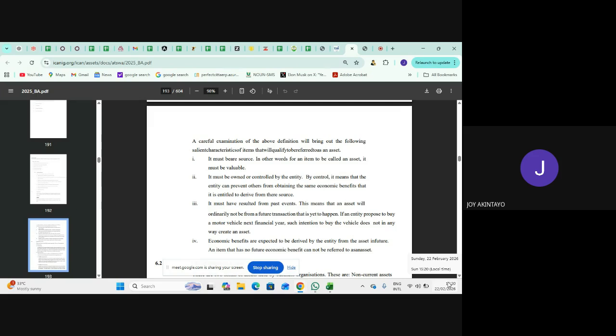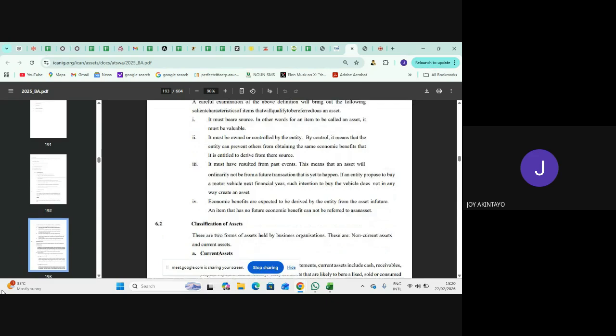Then another thing is that it must be from past events, something we've actually done before. Then the last one is that economic benefits are expected to be derived by the entity from the assets. That is, we are expecting future economic benefits. Are we together?